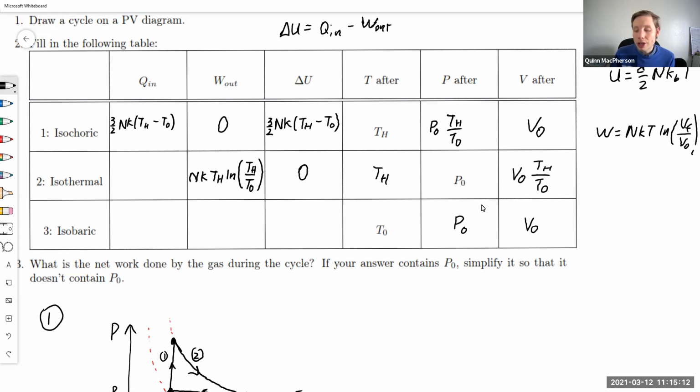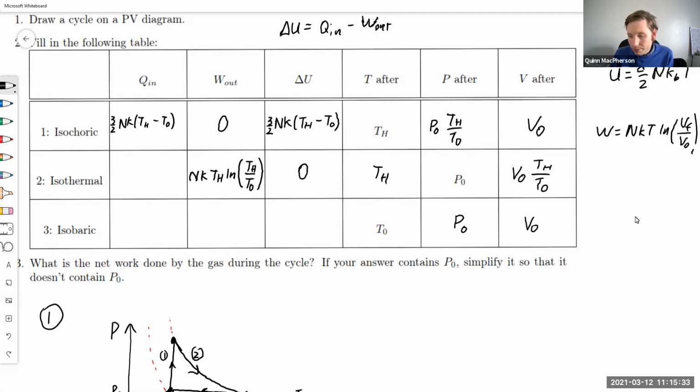So in general, the work done by an isothermal process is as a ratio of the volumes. In my case, I'm going to have the ratio of the temperatures simply because the ratio of the volumes is directly proportional to the ratio of the temperatures. Okay, so that gives me work.